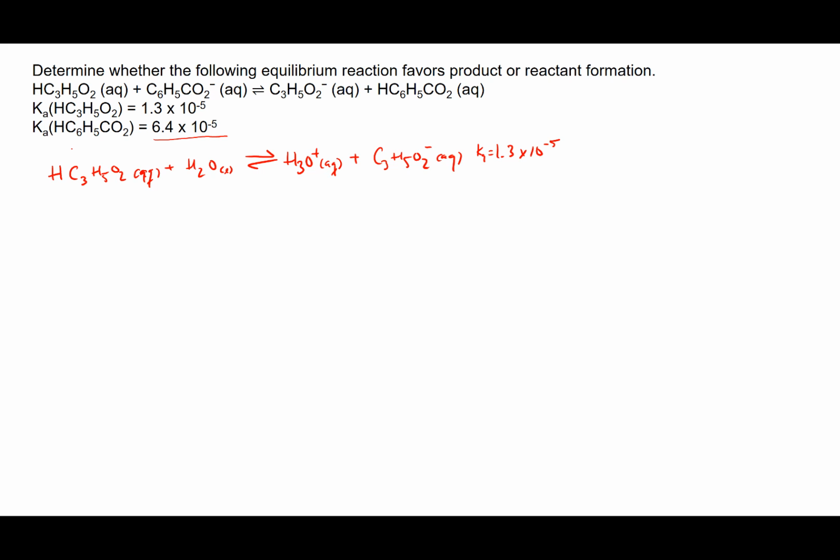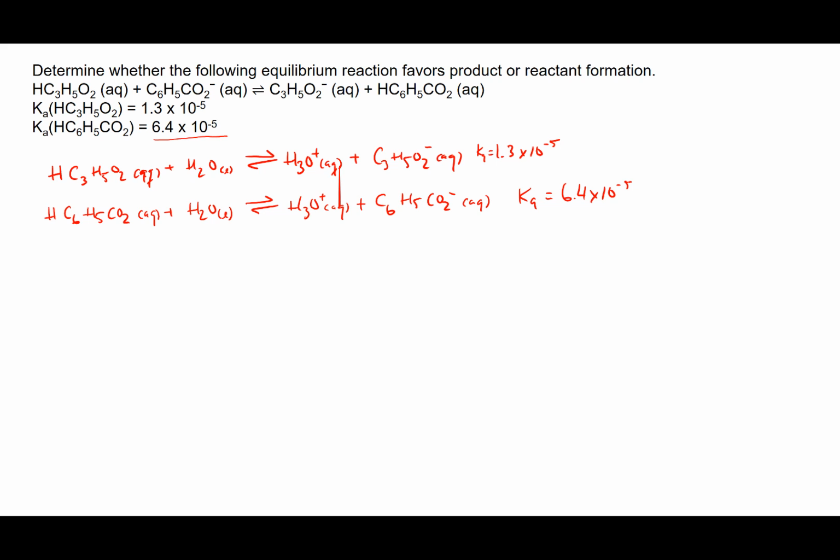And in the case of the benzoic acid, what we have is HC6H5CO2 aqueous plus H2O liquid in equilibrium to form H3O plus aqueous plus C6H5CO2 minus aqueous. And that has a Ka value equal to 6.4 times 10 to the negative 5th. So those are the Ka values, for those specific acid dissociation equilibrium constants.